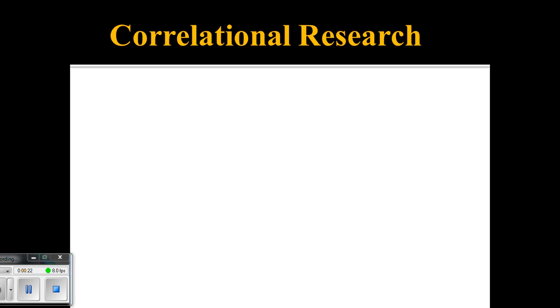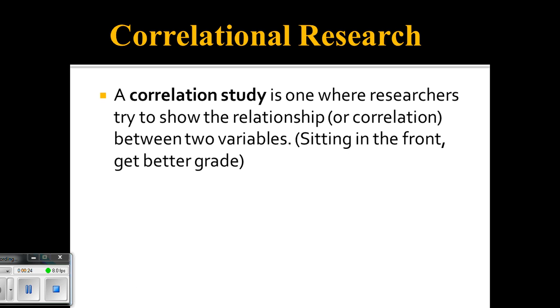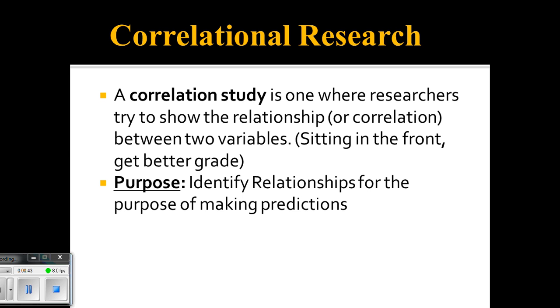The first thing you need to know is correlation is one where researchers try to show the relationship, or correlation, between two variables. So they're finding the relationship between these two. Sitting in the front, maybe you notice that more students get a better grade. If sitting in the back, students get maybe a lower grade. You're looking at these two variables, trying to make a relationship between them for the purpose of prediction.